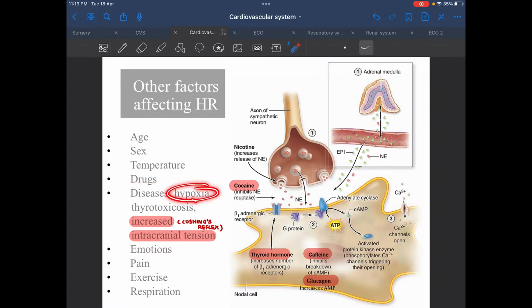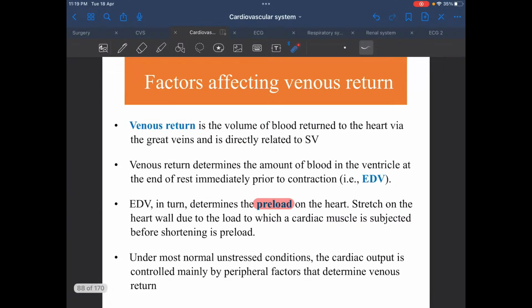We can see hypoxia, thyrotoxicosis, right? Increased intracranial pressure. We have already talked about Cushing's reflex, that through it I'm going to increase the mean arterial pressure, but at the cost of your heart rate. Okay? Due to the baroreceptors. Okay? Emotions, pain, exercise, right? All of these can stimulate.